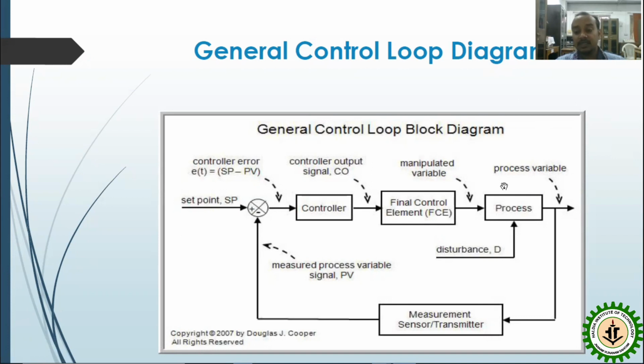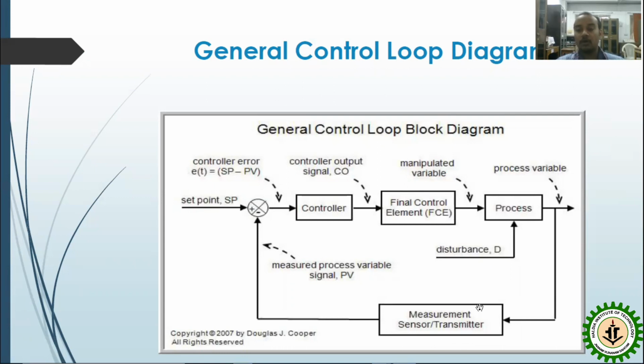Obviously, as an instrumentation engineer, we need to measure the parameters. Four parameters I already told you: pressure, temperature, level, and flow. And in practical circumstances, we need to take disturbance into consideration, because in practical industries disturbance is a very common fact. If we are measuring any one of the parameters from this process, we need a measuring instrument or sensor, which is also known as a transmitter. In the feedback path, here you can see the measurement sensor or transmitter.